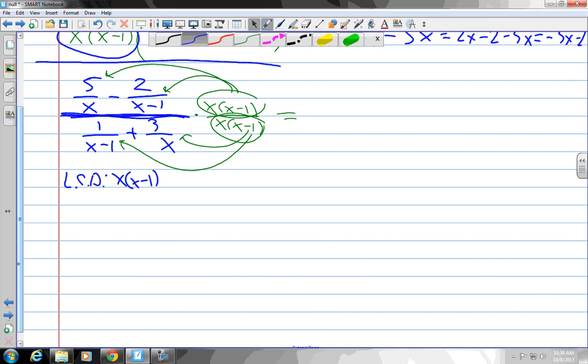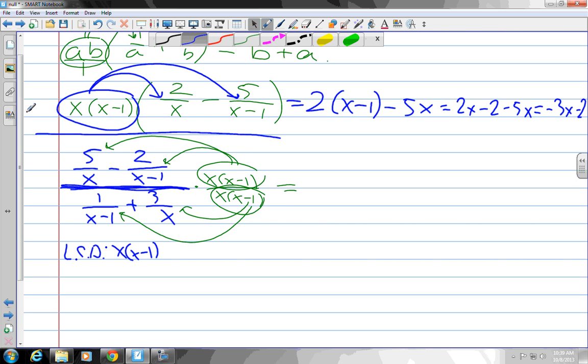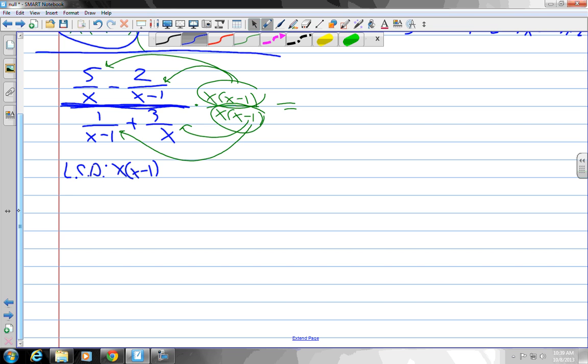We're distributing x minus 1 through that numerator. So this is similar to what we just did here. Okay? So if you just focus on multiplying x minus 1 by 5 over x, what will cancel? x, and what's left? x minus 1 and whatever's in the numerator. So 5 times x minus 1. So this is what's left out of that first product.